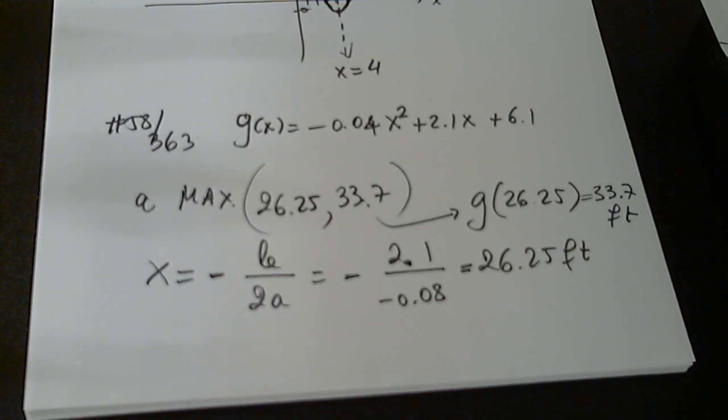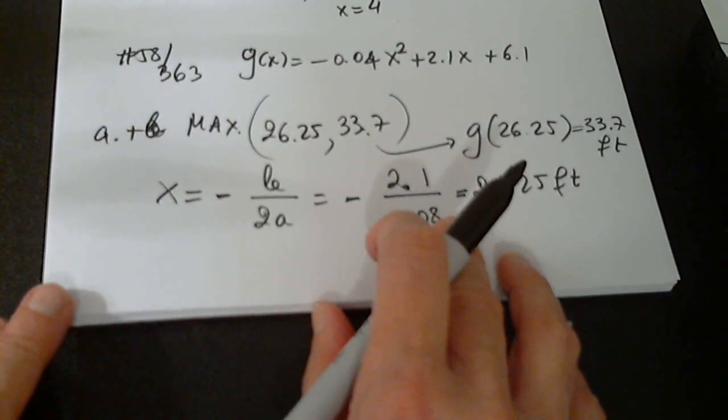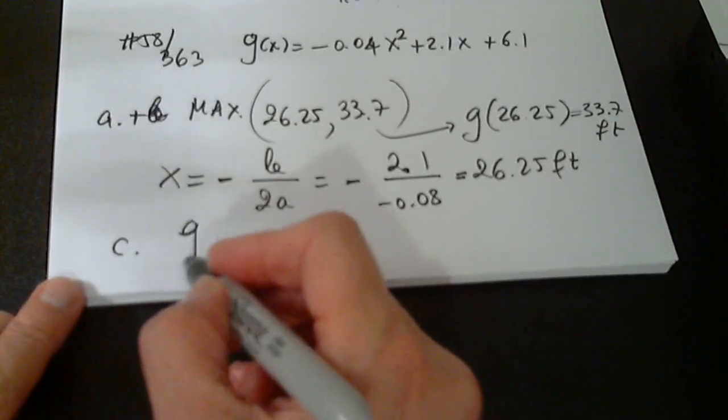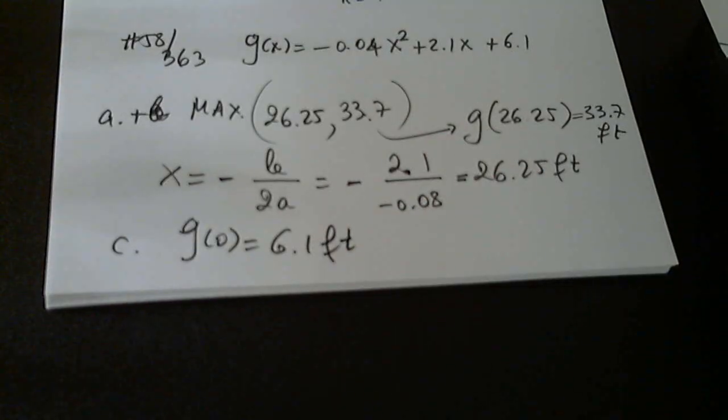From what height was the shot released? What do I need to determine to find out this height? So obviously this is the x-intercept, and this is the y-intercept. So this is when x is 0, and this is when y is 0. So this is basically a plus b. I cannot separate these. And in C, I have to find g of 0. 6.1 feet. So that's where it was shot from.